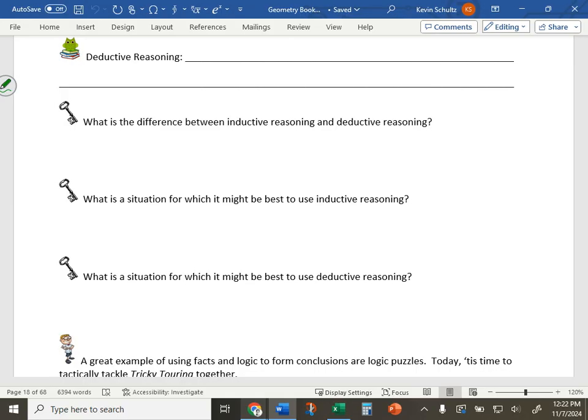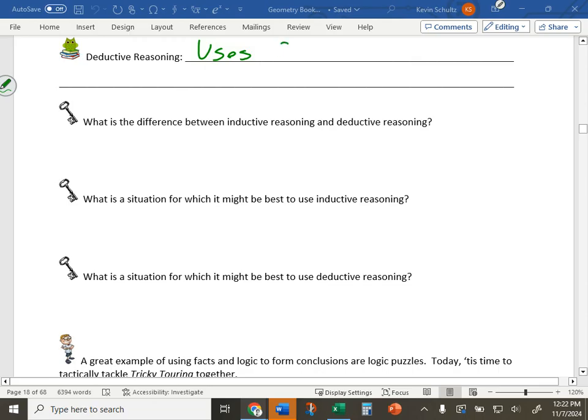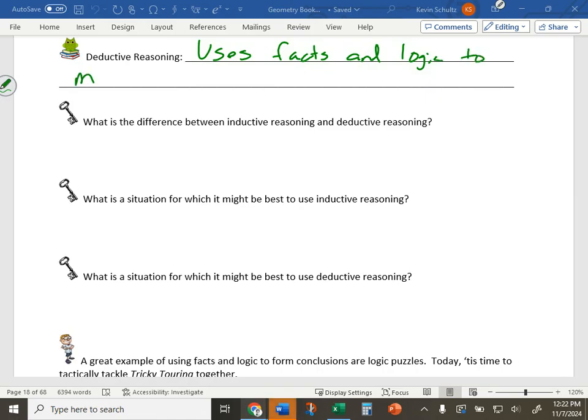Deductive reasoning, this is the one that you would use in medicine, use in law, okay? Deductive reasoning uses facts and logic to make a conclusion. This is not something that you do quickly, okay? This is a long, drawn-out process, gathering evidence, reflection, research, things like that.